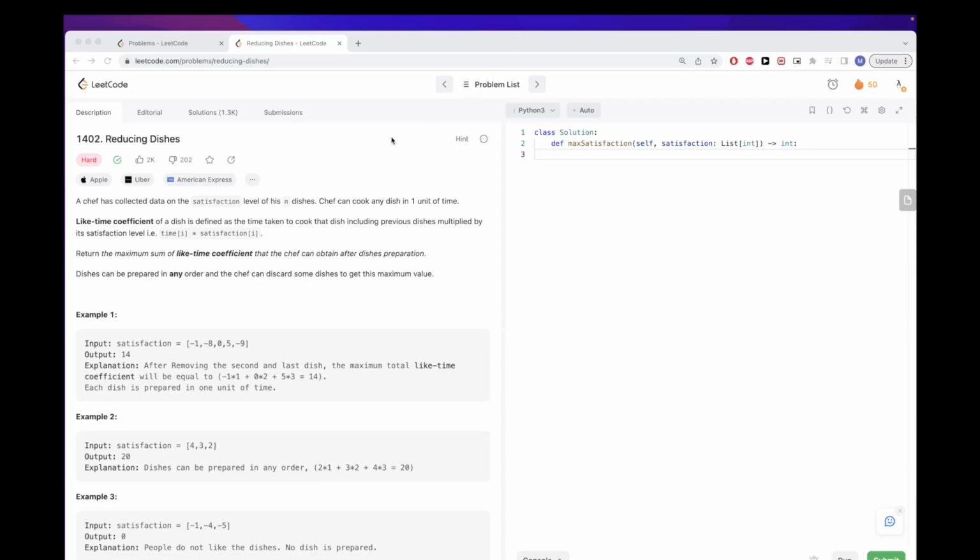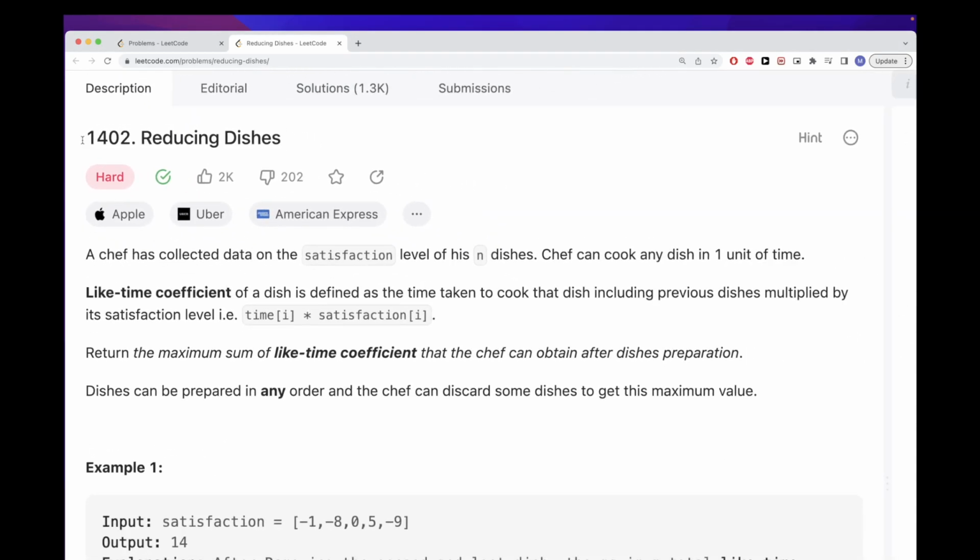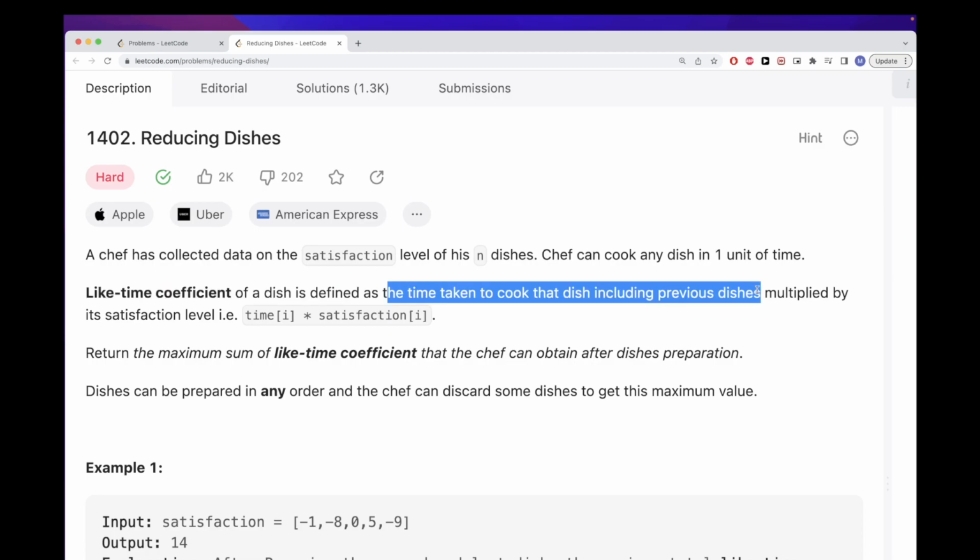Hello, so today we are going to do this problem, which is part of the Leetcode daily challenge, reducing dishes. So basically we have a chef that collected data on the satisfaction level of his dishes. And the chef can cook a dish in 1 unit of time, right? And then we have this concept of like time coefficient. It sounds a little bit complicated, but all it is is the time taken to cook a dish, including previous dishes, multiplied by its satisfaction, right?